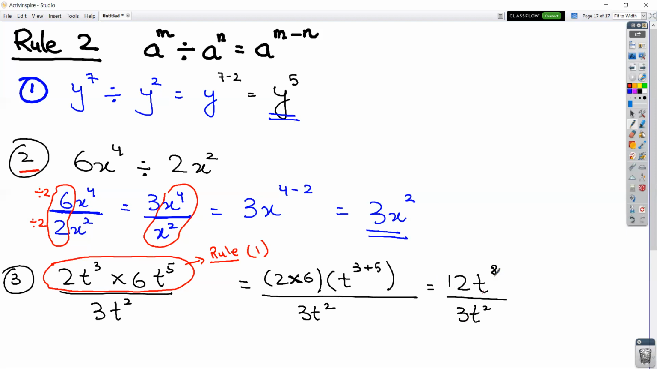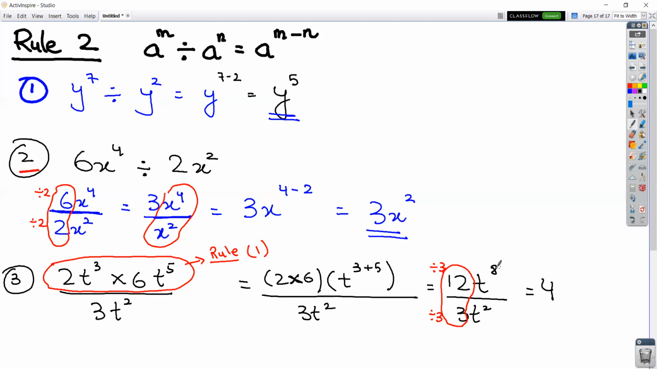Now, we have the numbers as well as the t variables. I'm going to start with the numbers first. How many 3s make 12? It is 4. It means they both go in the 3 times table. Because they both can go in the 3 times table, it would be simplified to 4.